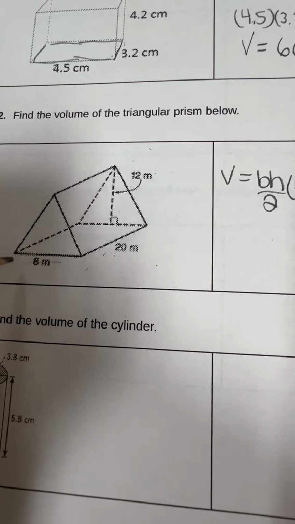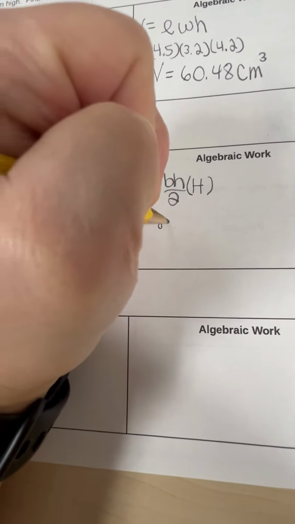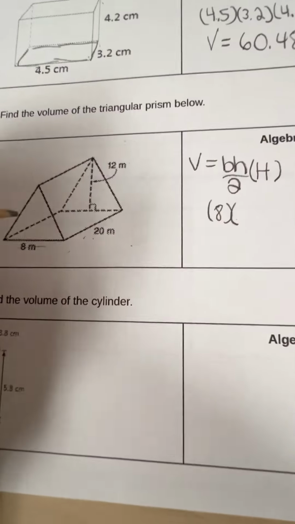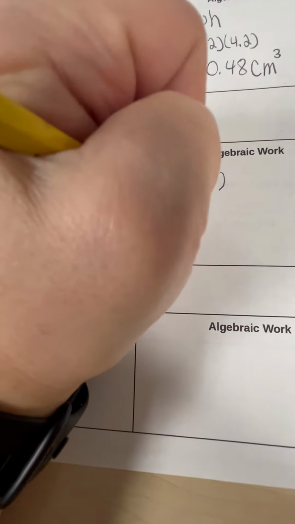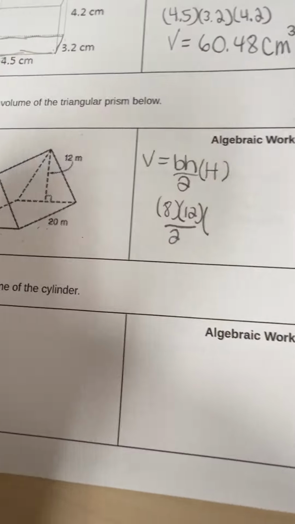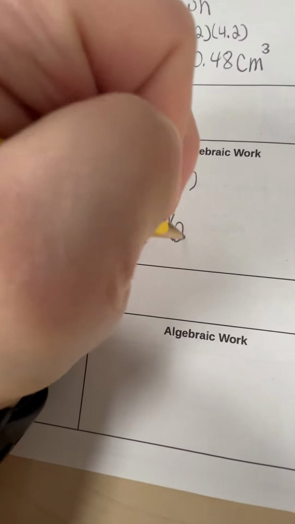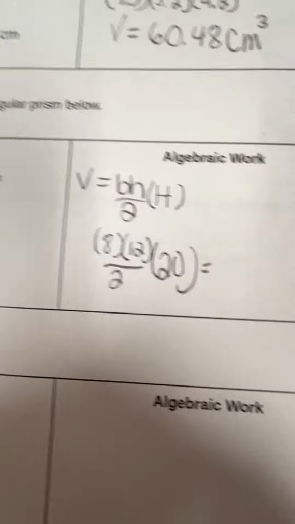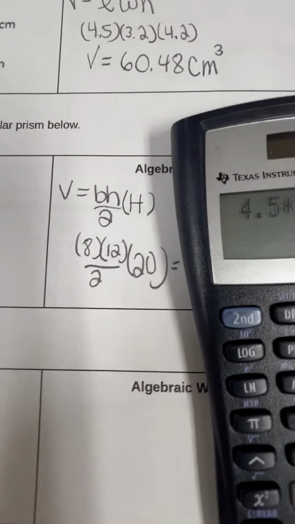The base of this is 8. Then we're going to times that by the height of it, which is 12. We'll divide that number by 2. And then we're going to multiply it by the height of this prism, which is 20. Again, order of operations is extremely important when you're doing the volumes of these things.